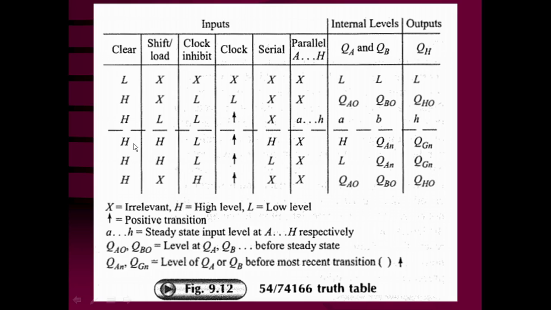That means the clear is going to be high, shift load control is going to be high. So now the serial input is activated. So data presented at the serial input is going to be high. This data is going to be shifted into the first flip-flop. So QA will take the value of the serial data input, and the output of QA will be shifted into the flip-flop QB. So QB will take the previous value of QA, and so on, up to the last flip-flop QH, which will take the previous value of QG.